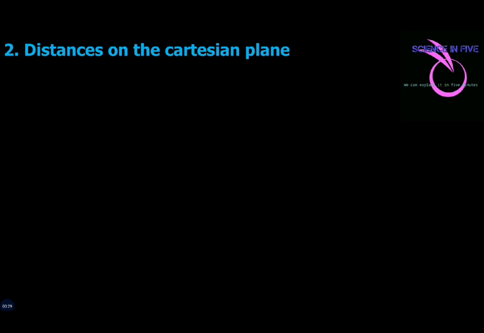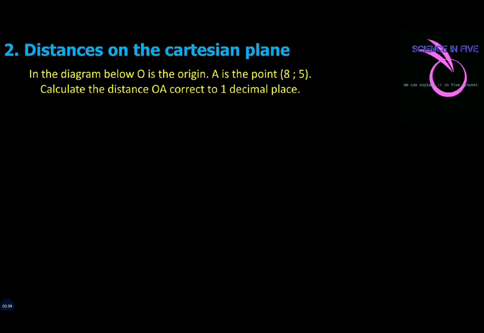We can also use the theorem of Pythagoras to calculate distances on the Cartesian plane. How does this work? In the diagram below, O is the origin, A is the point (8, 5). Calculate the distance OA correct to one decimal place.